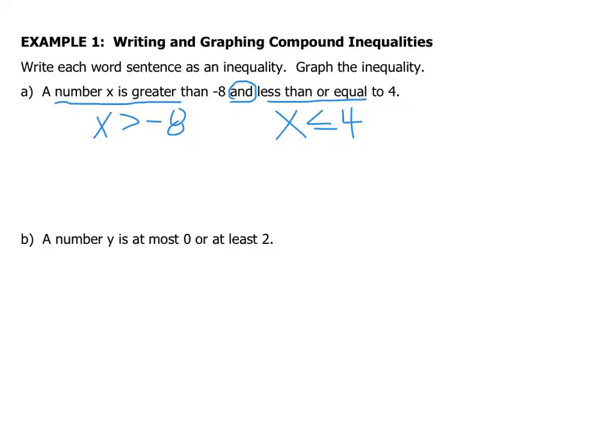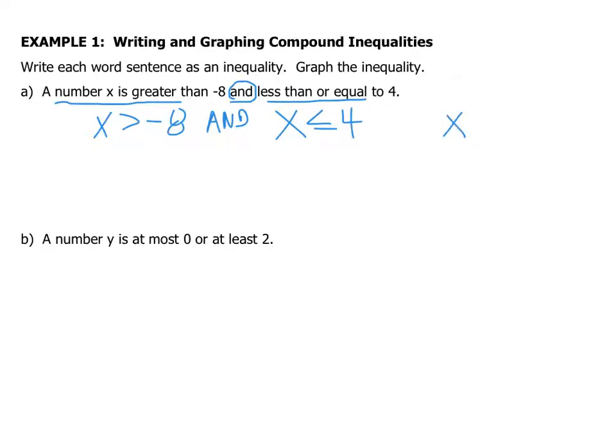Because we have this "and" thing in the middle, sometimes you'll see it written like this, but we also sometimes see it merged together. So the problem with this is I can't just write it left to right, x is greater than negative 8, x is less than or equal to 4. What we do is the following. We would actually put the x right in the middle.